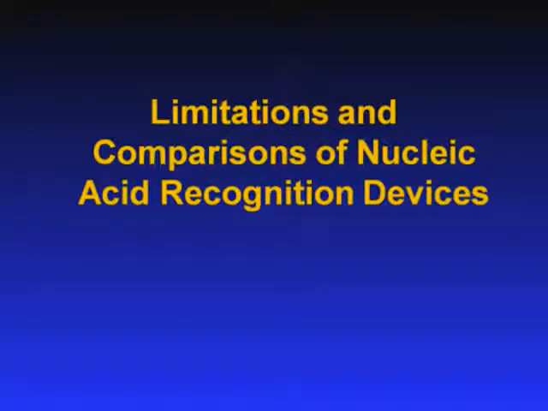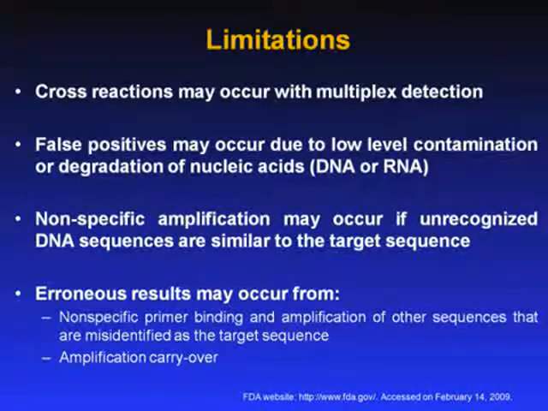Our next topic of discussion will be limitations and comparisons of nucleic acid recognition tests. Besides the sensitivity and specificity trade-off phenomenon, nucleic acid recognition unfortunately exhibits some potential limitations, some of which are listed here. For example, it is possible that cross-reactions can occur with multiplex detection of pathogens. More reactions means more primers and more interference. It is possible that primers can interact with each other and interfere with pathogen detection. Also, nucleic acid recognition methods requiring extraction steps demonstrate potential for higher false positive rates due to low-level contamination.